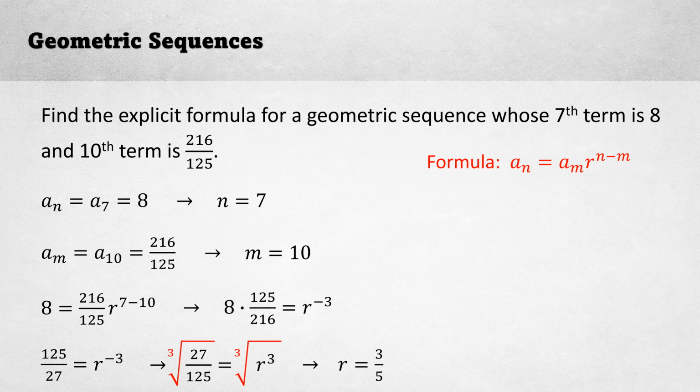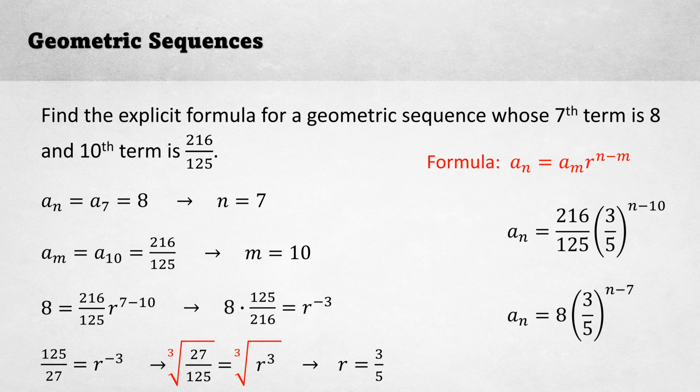Now that we have r, we can write the explicit formula for the geometric sequence as a sub n equal to 216/125 times the common ratio 3/5 to the n minus 10, which can be simplified to a sub n equal to 8 times 3/5 to the n minus 7 power.